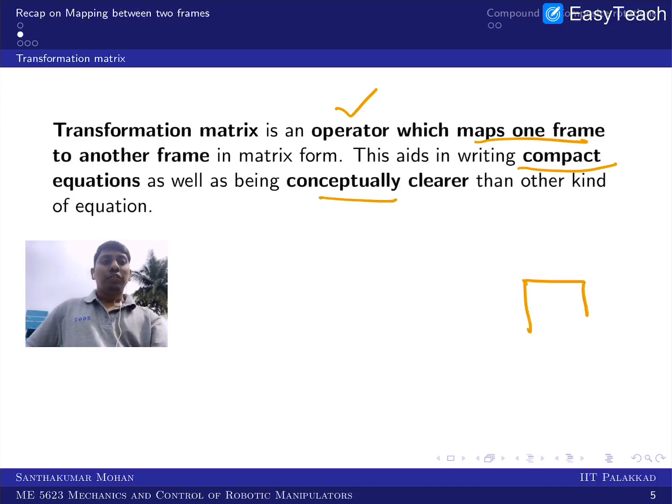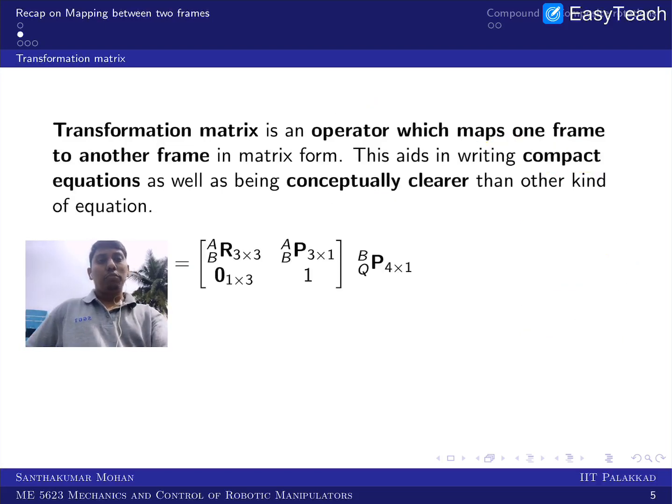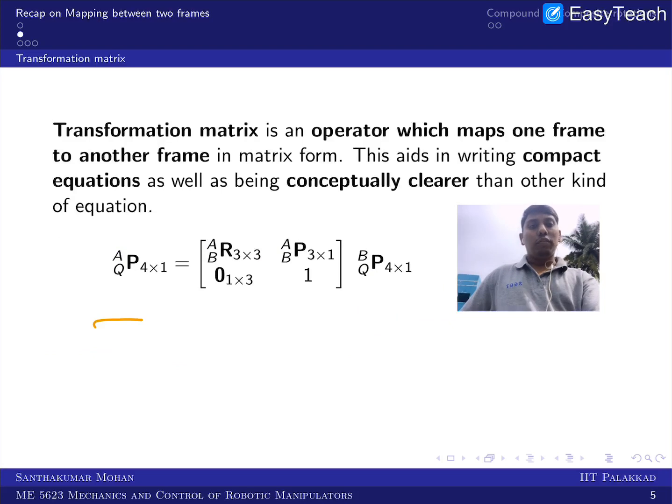What I said: you have information A and B, you make it as a box. Now you have another frame C, you can make another box. This box will consist of the transformation information of C with respect to B. This box will have the transformation matrix of B with respect to A. Like that it keeps going, right? So now you can go even a little further. So this is what we wanted.